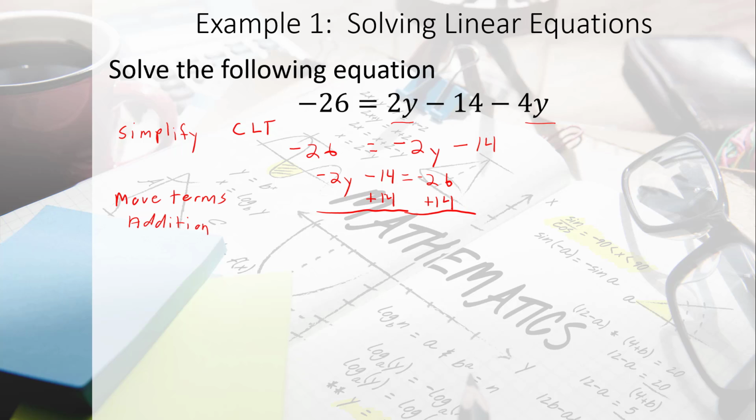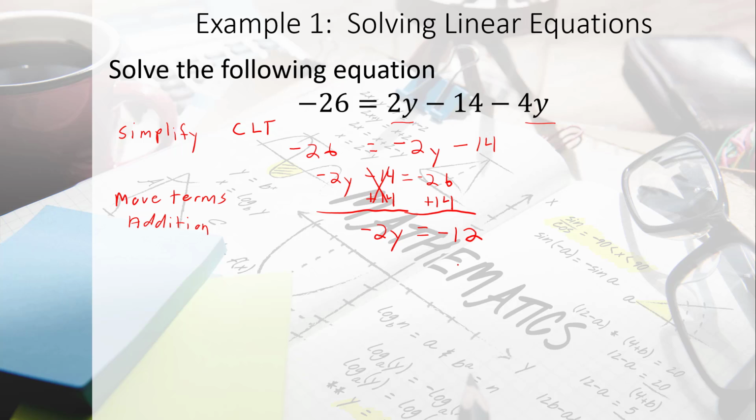And what happens? Well, negative 14 plus 14 is equal to 0. Negative 2y plus 0, that's just negative 2y. And that is going to be equal to negative 26 plus 14. That better be 12 or I'm in big trouble. Actually, it will be negative 12, not 12.